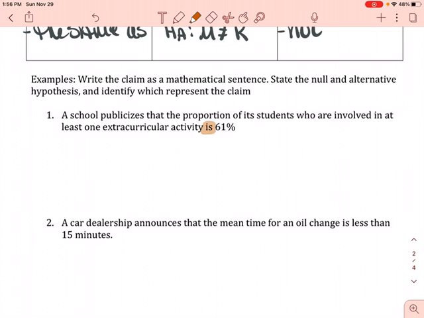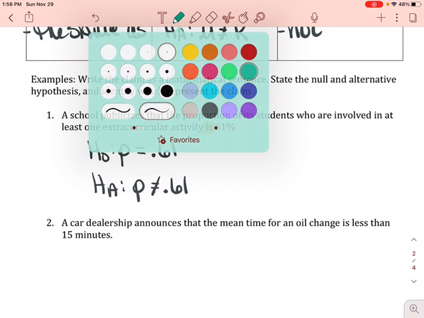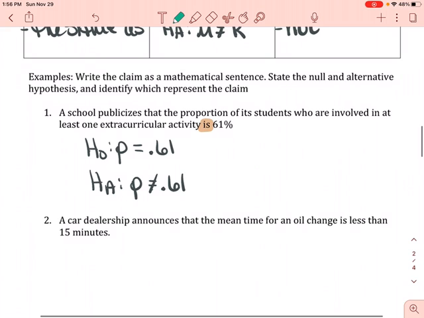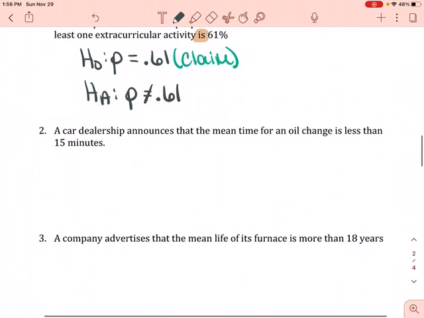All right, so if it is 61%, that's an equal-to concept. So H sub O is going to get the equal to. Again, change your percents to decimals. I'm using P because we're talking about population proportion. Then H sub A would be the not equal to. Since the equal to was in the problem, and that's what we're trying to talk about, that's the claim. So I'm just going to write in parentheses that's the claim.